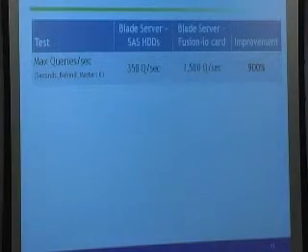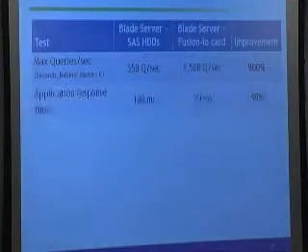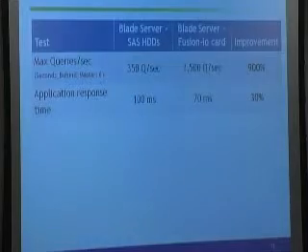These are the kind of performance numbers they saw. They went from being able to serve 350 queries per second to 3,500 queries per second, a 900% improvement. Again, what is it worth? What should it cost to drive that kind of performance improvement? The application response time increased by 30%.